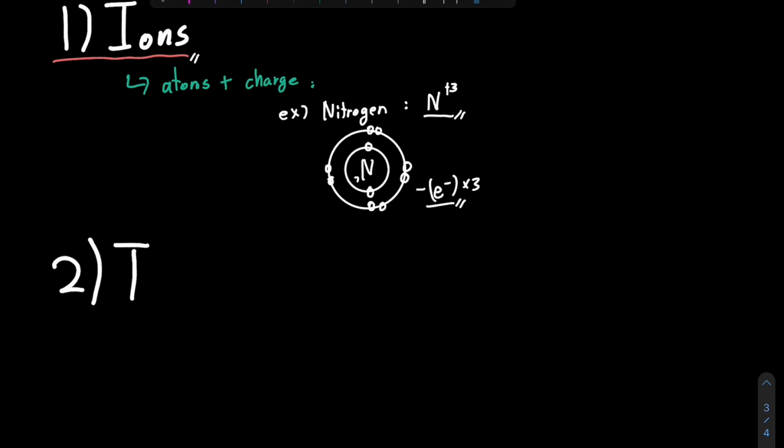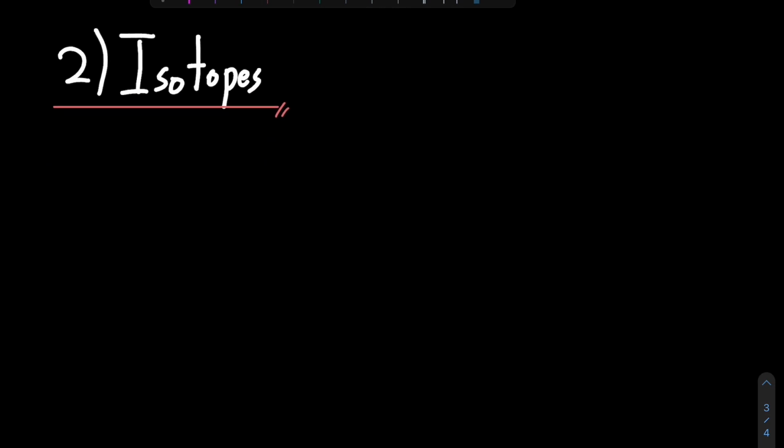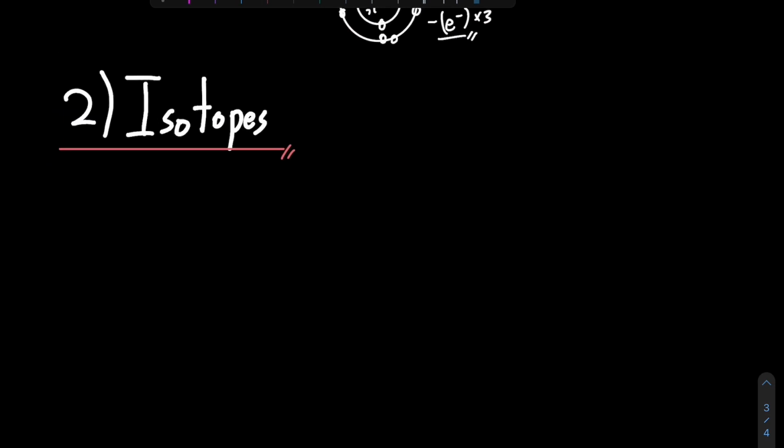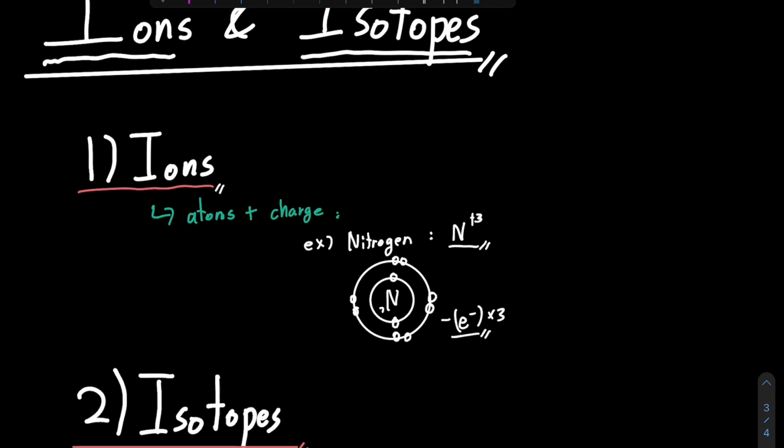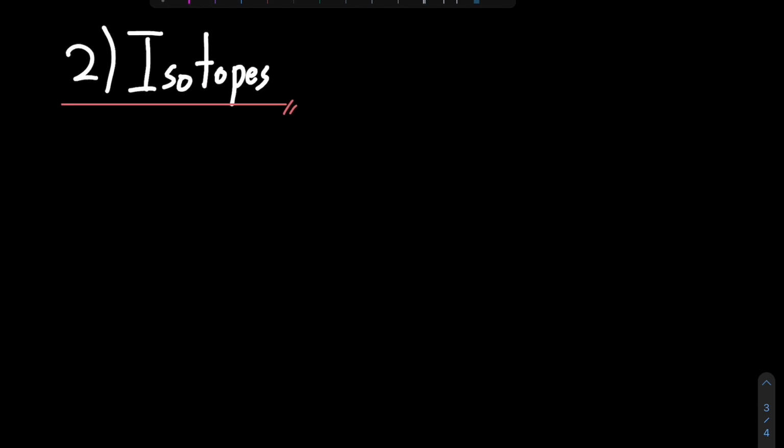Isotopes are different than ions in the sense that ions are determined by the number of electrons that an atom has, but isotopes are determined by neutrons. So ions were when atoms had different number of electrons, but isotopes are when atoms have a different number of neutrons in the atomic nucleus.